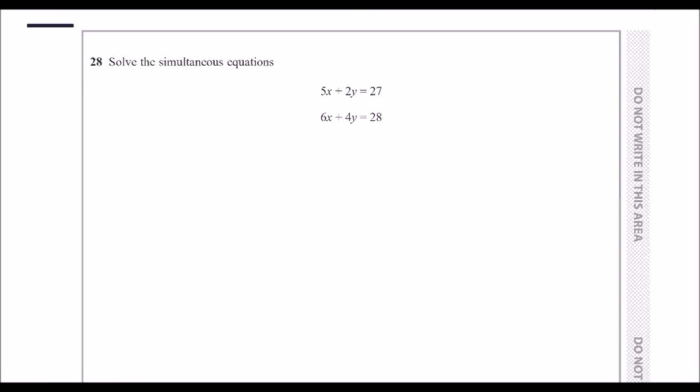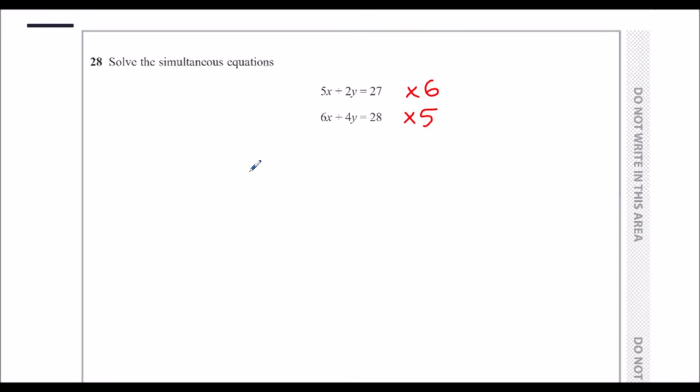Question 28. Solve the simultaneous equations. So we've got 5x plus 2y is 27, and 6x plus 4y is 28. We're going to use elimination, which means we need to get rid of the x's or get rid of the y's. And we do that by making them the same. So if I wanted to make the x's the same, I would times the top by 6 and the bottom equation by 5.